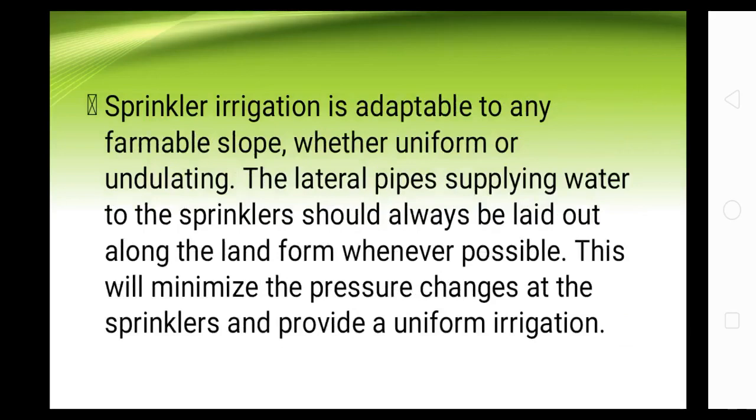Sprinkler irrigation is adaptable to any farmable slope, whether uniform or undulating. The lateral pipes supplying water to the sprinklers should always be laid out along the land form whenever possible. This will minimize the pressure changes of the sprinklers and provide a uniform irrigation.